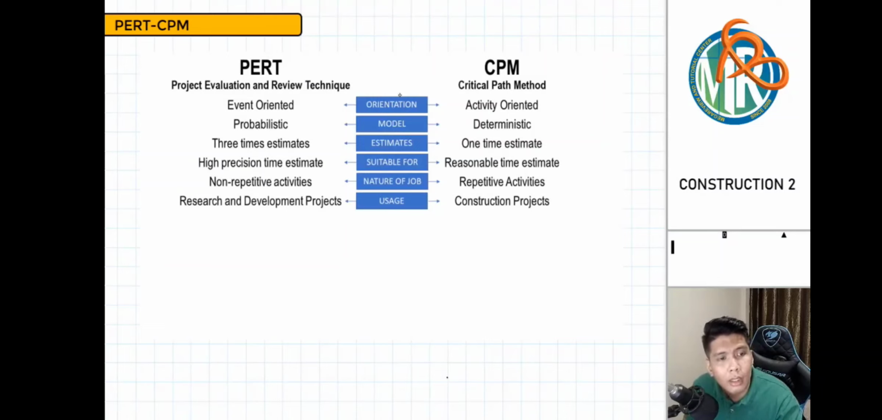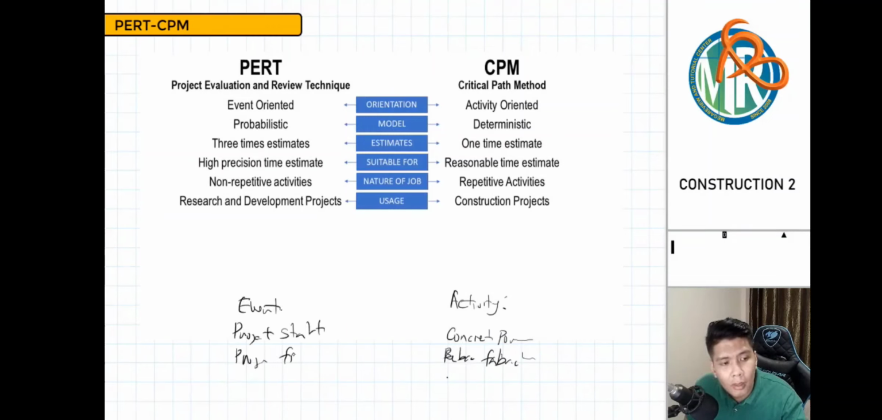Let's start with their orientation. PERT, guys, is event-oriented, while CPM is activity-oriented. An example of an activity, guys, is concrete pouring, or rebar fabrication, right? You have steel fabricated and you do the bending. Event, on the other hand, is the project start, project finish, or project milestone. Those are events.